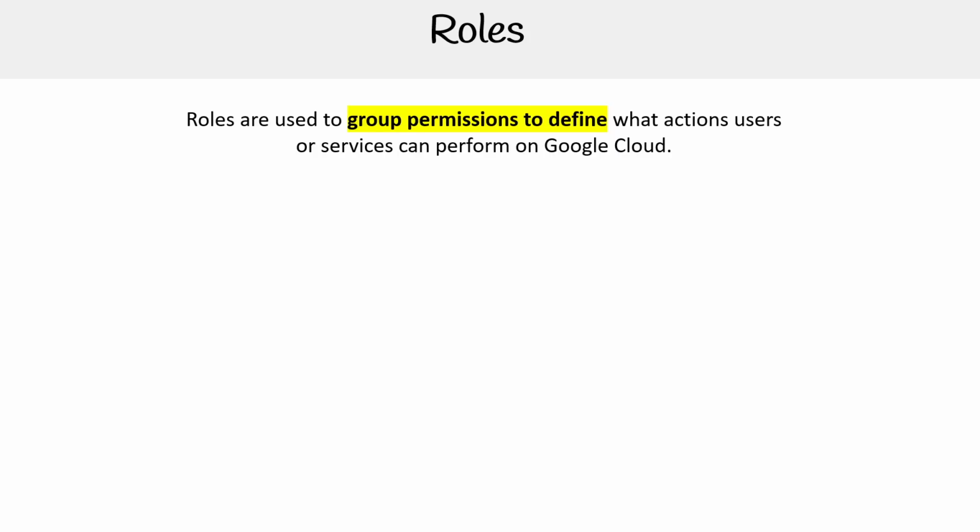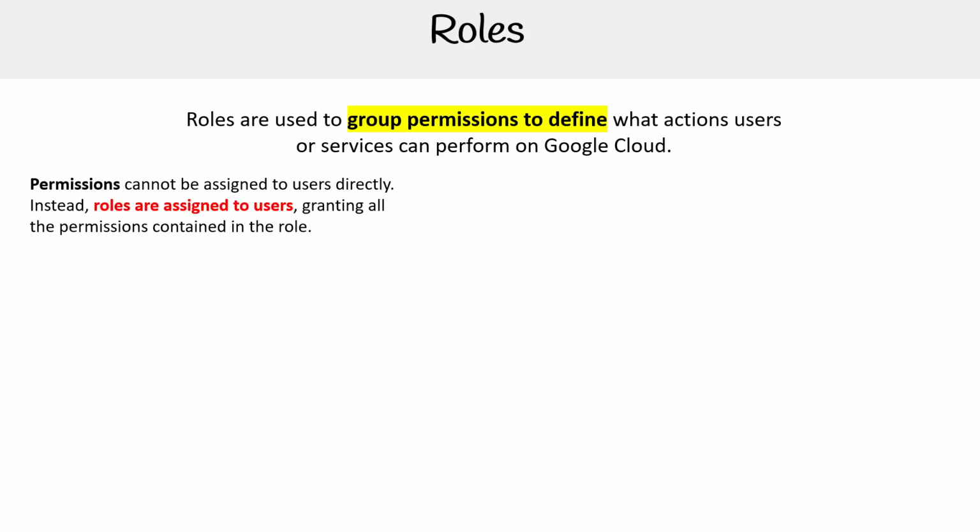Let's take a look here at roles. So these are used to group permissions to define what actions users and services can perform in Google Cloud. Permissions cannot be assigned to users directly. Instead, roles are assigned to users, granting them all the permissions contained in the role. If you come from AWS, you'll find that this is a lot simpler and more straightforward.